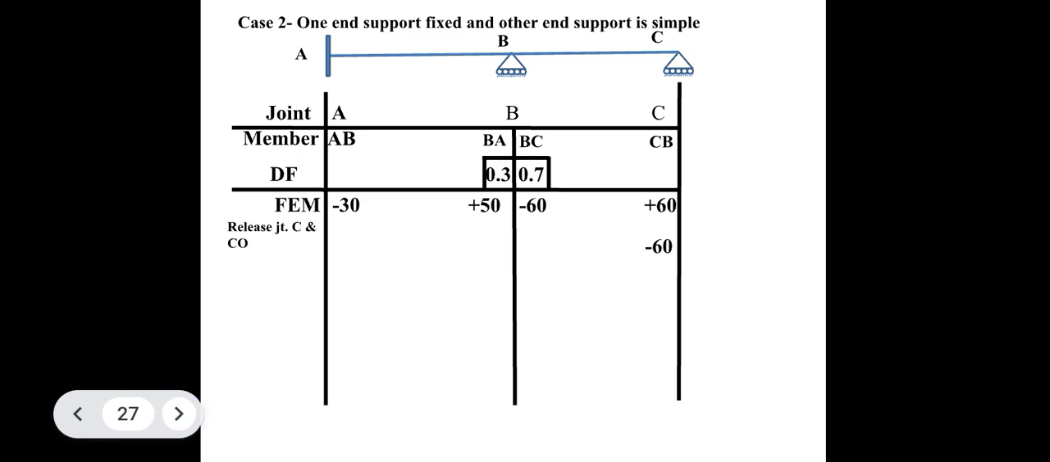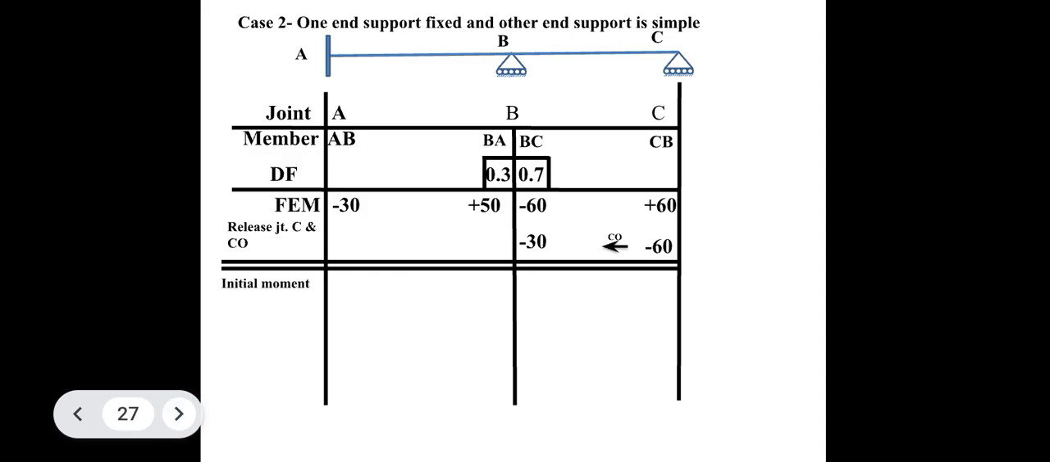As soon as we apply some moment to make it 0, because that support is simple, we have to release it, we should carry over half the moment with the same sign at the far end. The moment of minus 30 will be carried over at B, and now there will be a step of the initial moment. Now here minus 30 will be as it is, plus 50, minus 90 and 0. Now once we write initial moment, we should balance joint B.